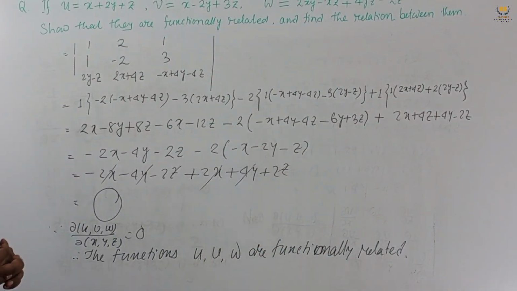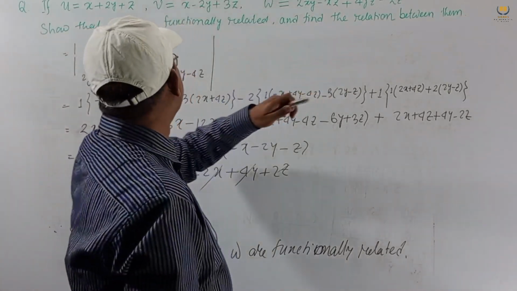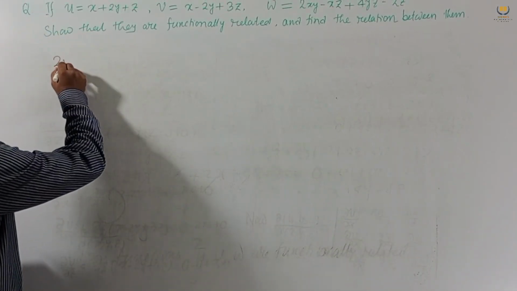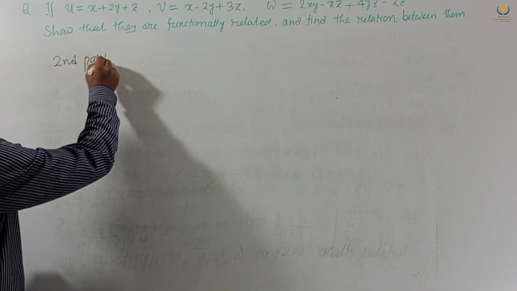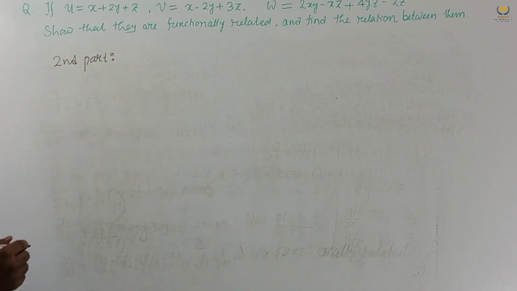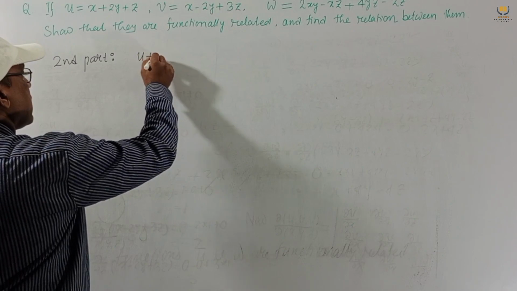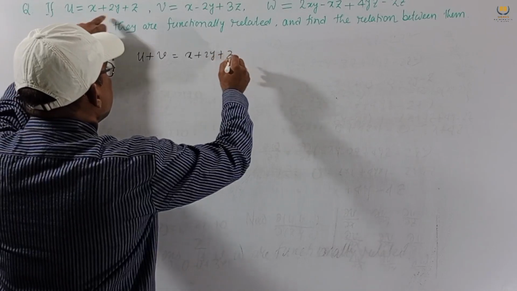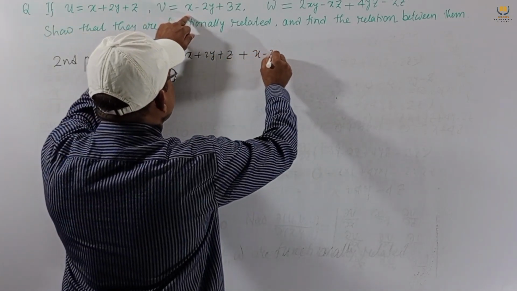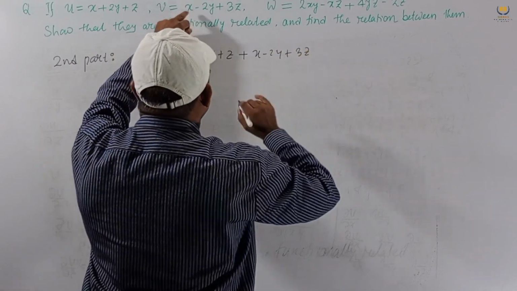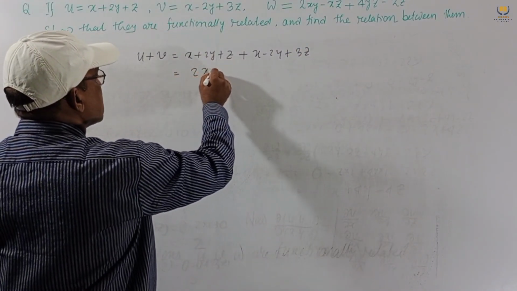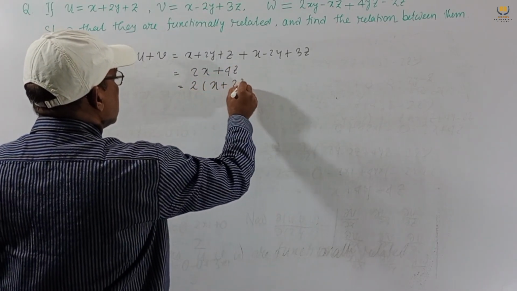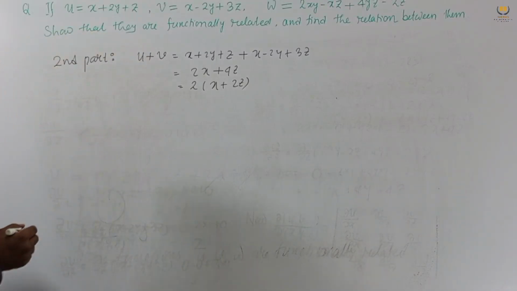Now we have to find the relation between them. Second part we consider. So first you find u plus v. U plus v, this is our u, x plus 2y plus z, and plus v, x minus 2y plus 3z. And this will be twice x plus 4z, and 2 common, x plus 2z we get. So u plus v is x plus 2z.